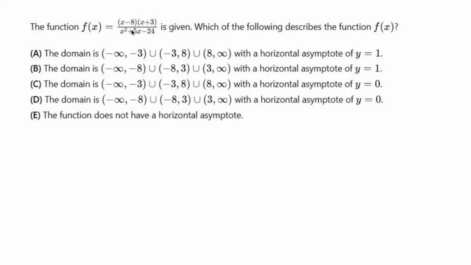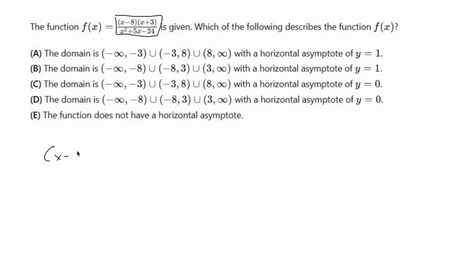The function f of x equals x minus 8 times the quantity x plus 3 all over x squared plus 5x minus 24 is given. Which of the following describes the function f of x? So we need to find the domain and we need to find a horizontal asymptote. So we're hitting 2 things here. So this is what I have to do. I'm going to change this problem in 2 ways first. The first way that I'm going to change it is going to help me find the domain.